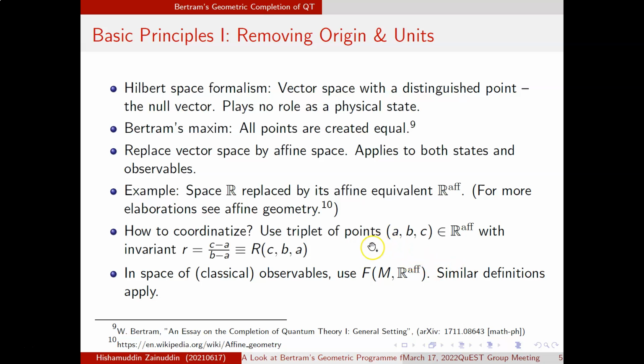But for the case of the observables, remember observables classically are what? It's just a function from a particular space M, for example, to the real line. So in this particular case, now one needs to replace this with the functions from M to the affine space. Okay, and there will be some similar invariants that you can build on this particular function space.